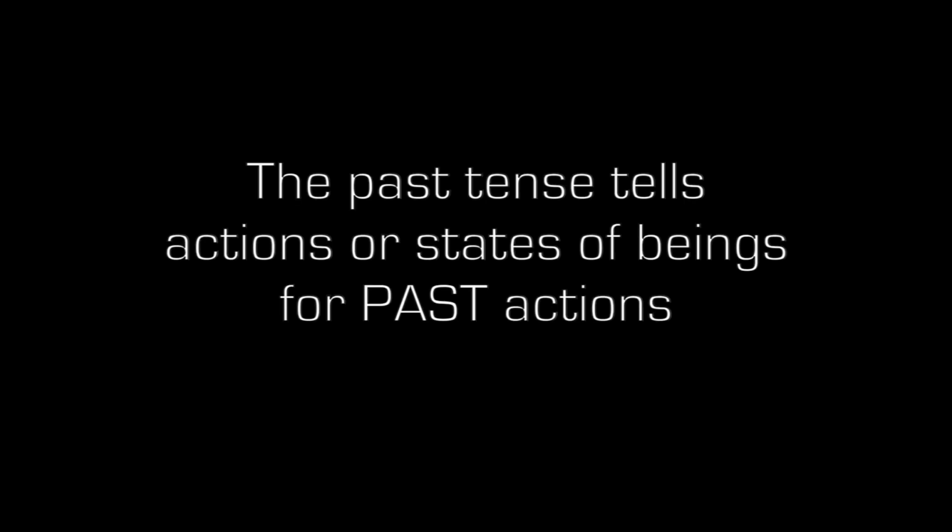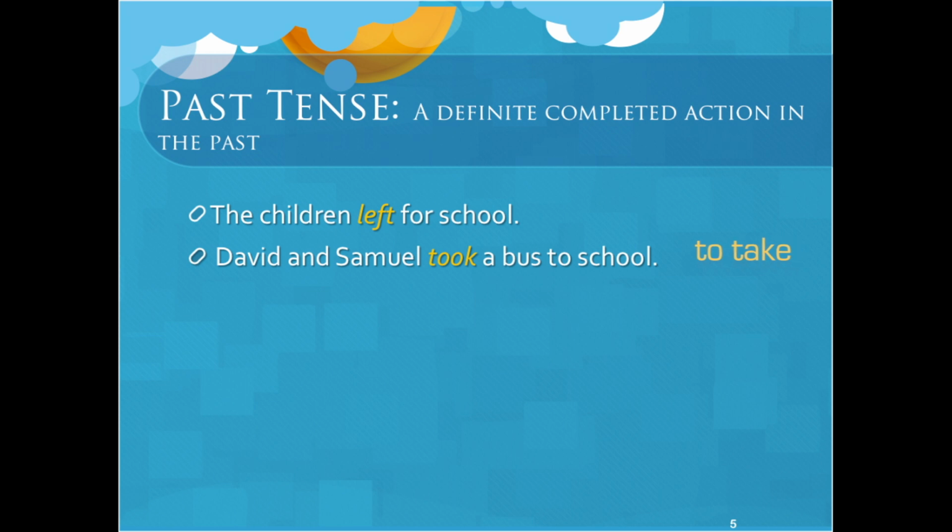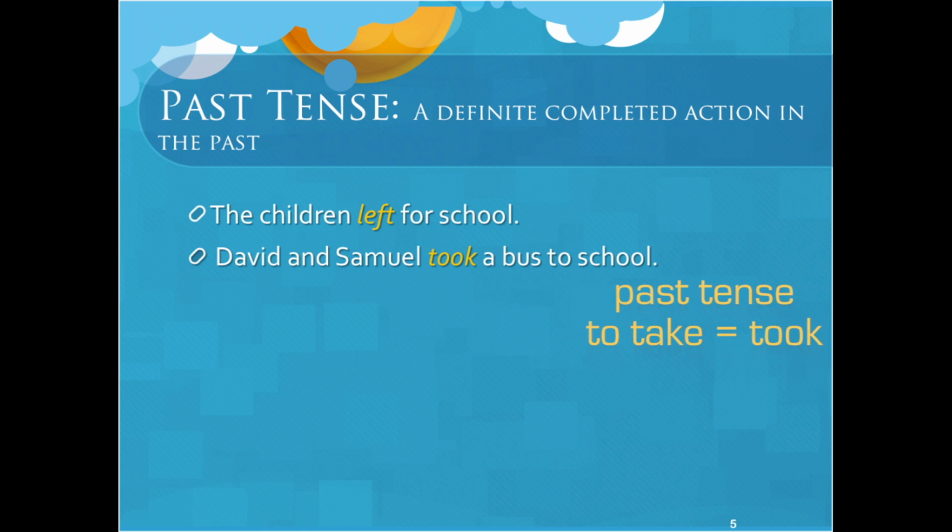So, keeping in mind that the past tense tells actions or states of beings for past actions, let's review the following sentences. All right, the first one is the children left for school. That sentence says the children left already. Left is the past tense of the verb to leave. Yep, and it's irregular. To leave, left, that's one you just need to learn. Let's look at the second sentence. David and Samuel took a bus to school. Took is a past tense of to take. So that's another irregular verb. And you just need to know that the past tense of to take is took.